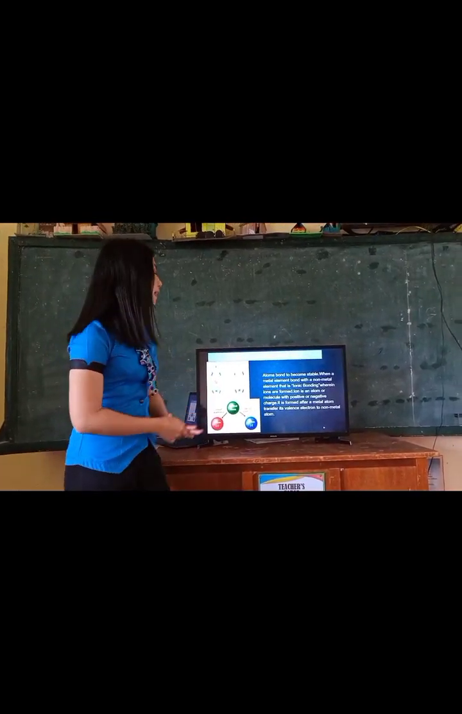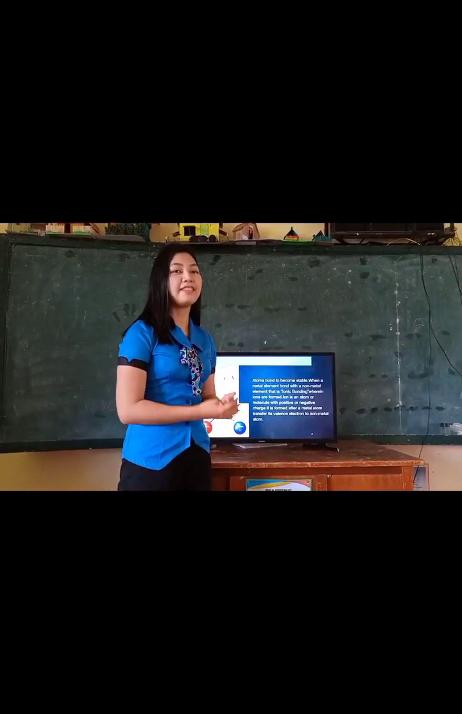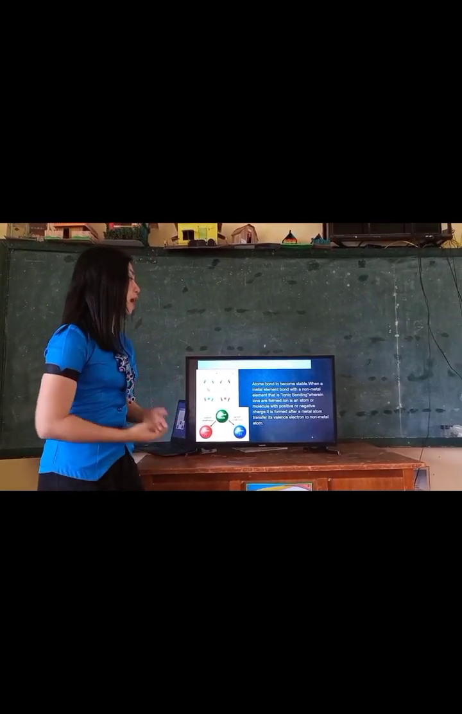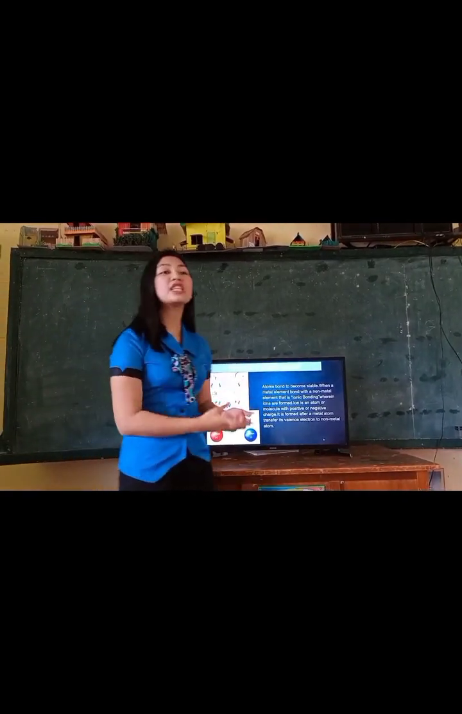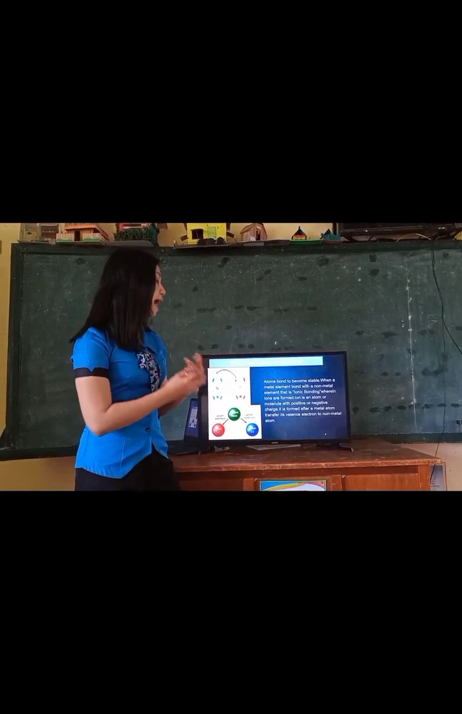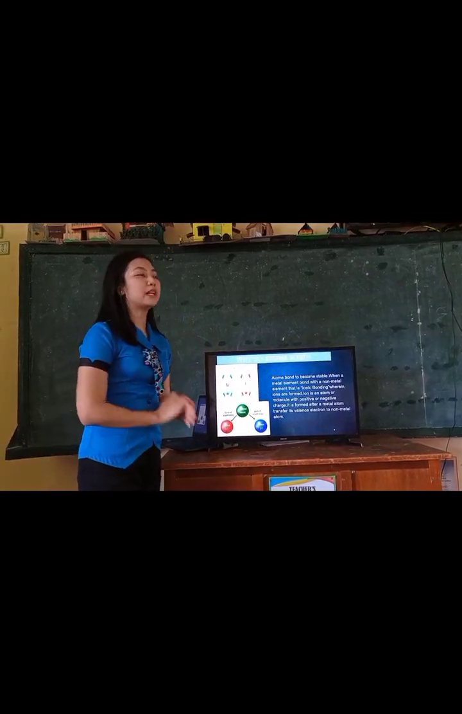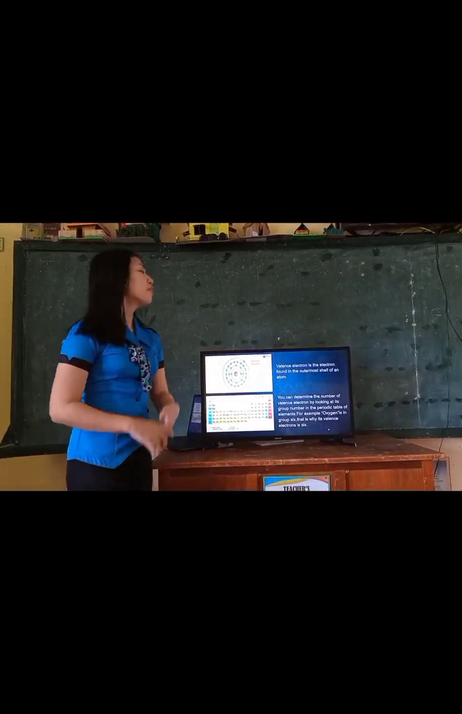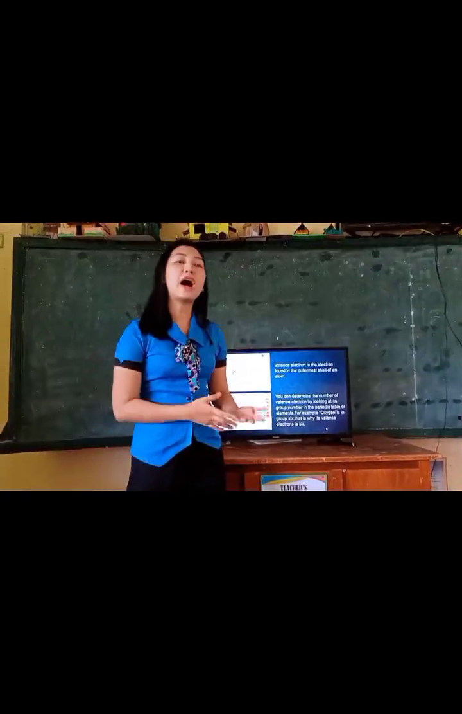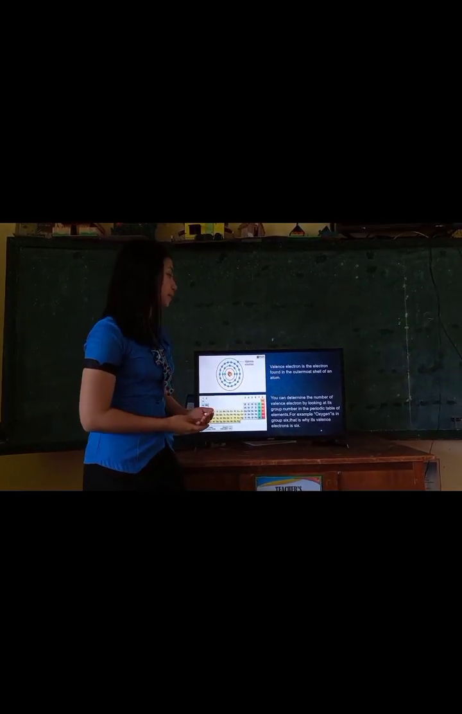An ion is an atom or molecule with a positive or negative charge. It is formed after a metal atom transfers its valence electron to a non-metal atom. So remember, class, that a valence electron is the electron found in the outermost shell of an atom.